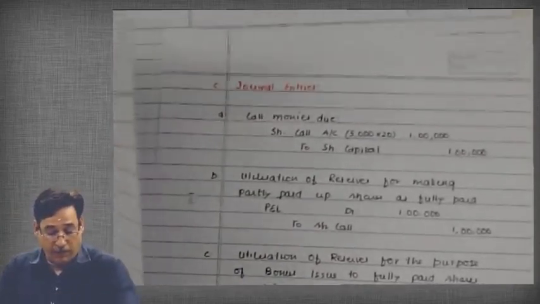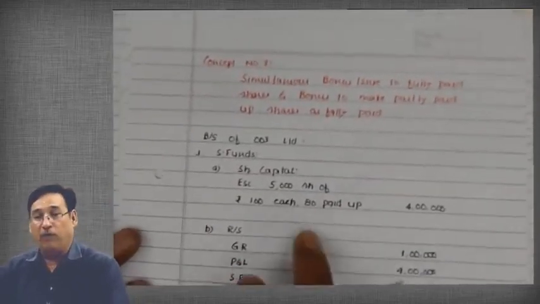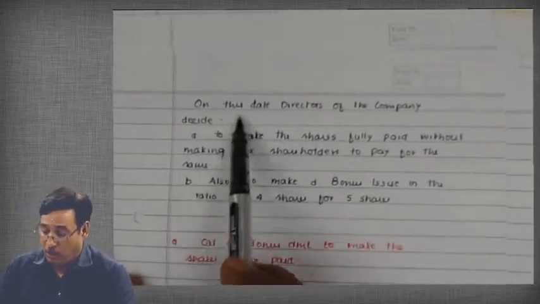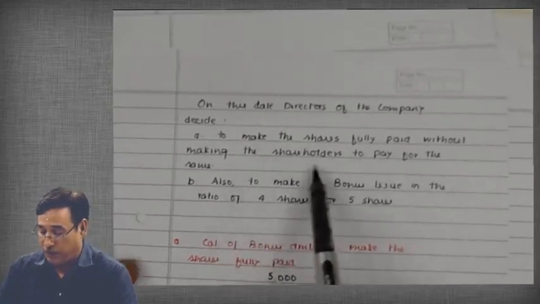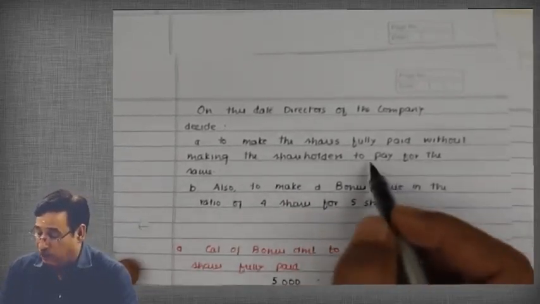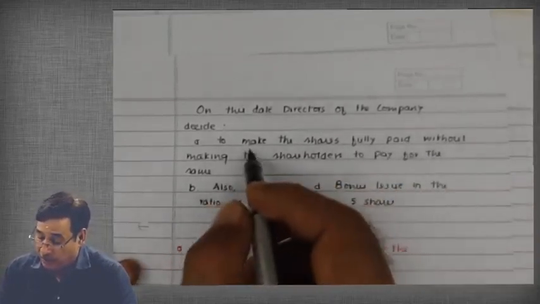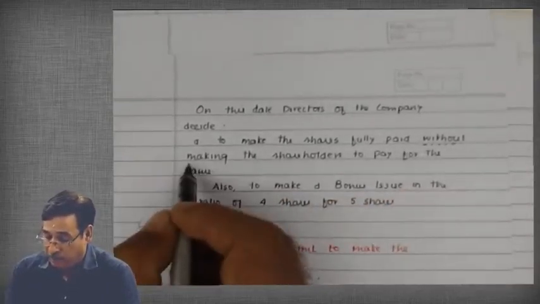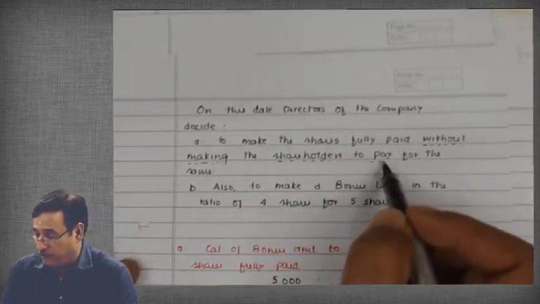Now, one point I just want to make clear. In fact, this is your sheet number 1. This is the share capital. And just pay attention here. On this date, directors of the company decide to make the shares fully paid without making the shareholder to pay for the same. This line is very important, especially this particular line. Director decide to make the shares fully paid without making the shareholders to pay for the same.